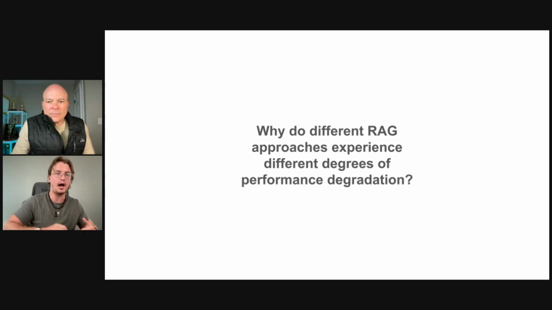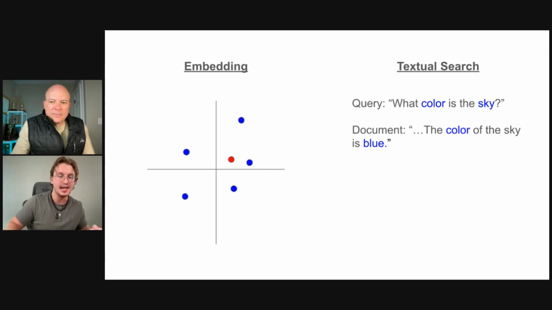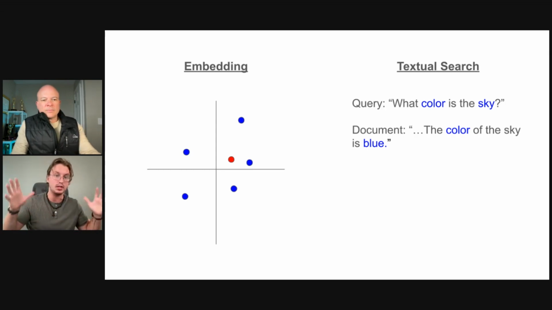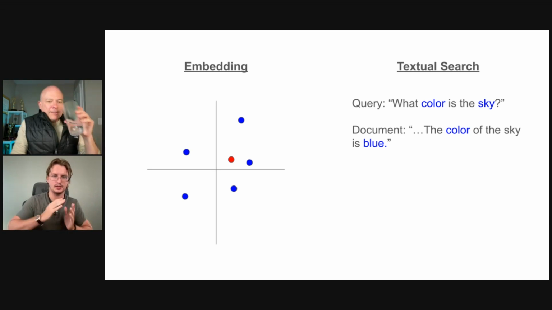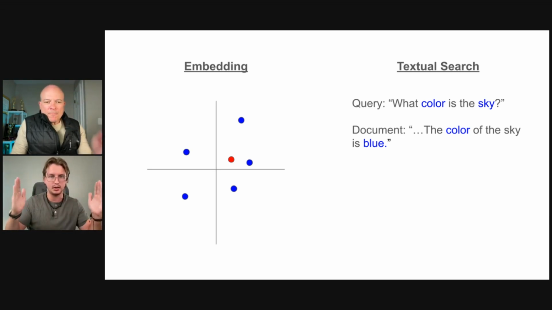So now I want to try to answer the question: why do different RAG approaches experience different degrees of performance degradation? We have an idea of generally why it happens, but let's get into some of the specifics. And now we get to the point where it's a lot of theory, right? I don't think as an industry we know why this phenomenon exists, but this is our understanding. So we have these two competing approaches.